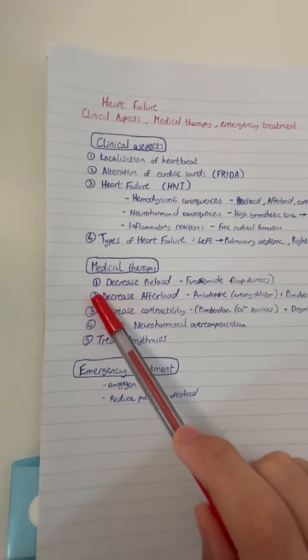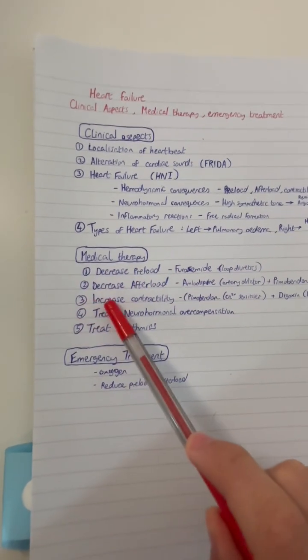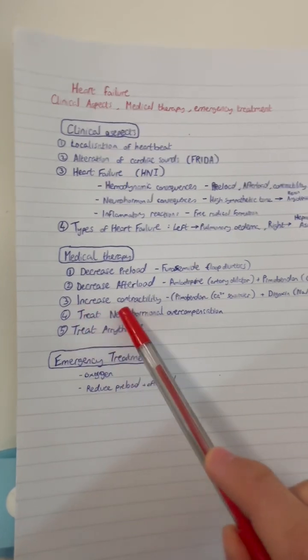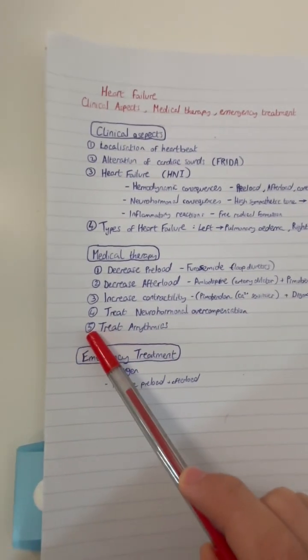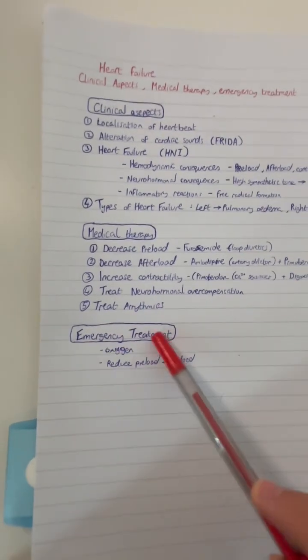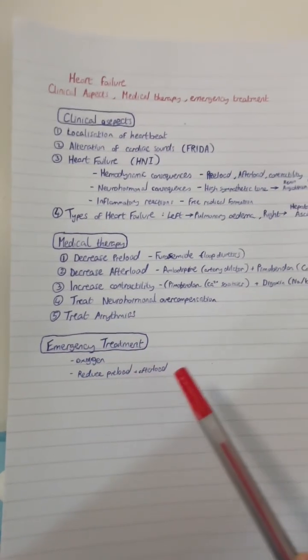Medical therapy. Number 1, decrease preload. Number 2, decrease afterload. Number 3, increase contractility. Number 4, treat neurohormonal overcompensation. Number 5, treat arrhythmias. Emergency treatment: oxygen, reduce preload and afterload.